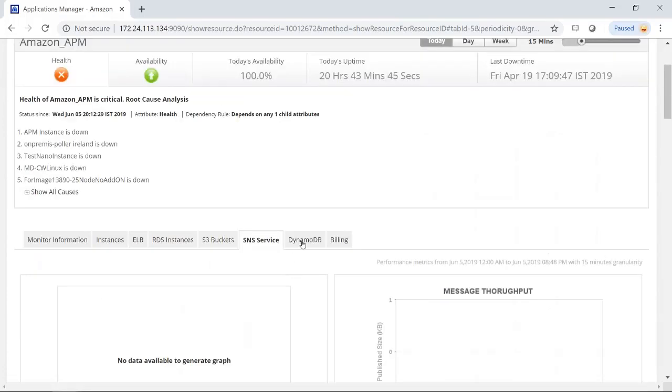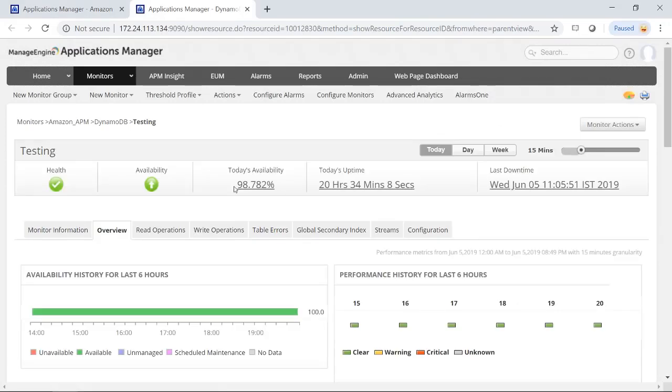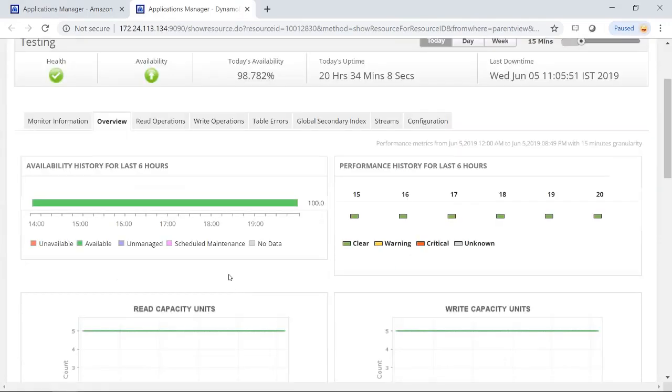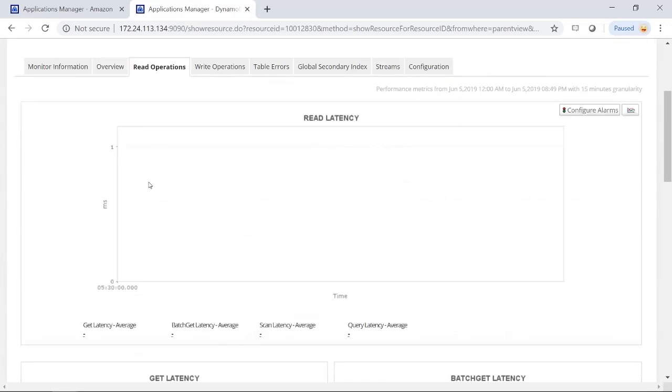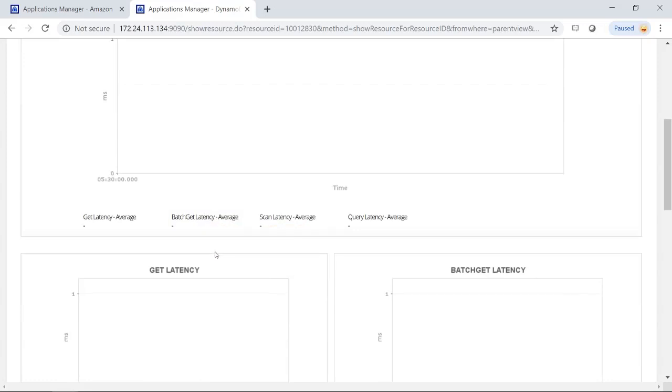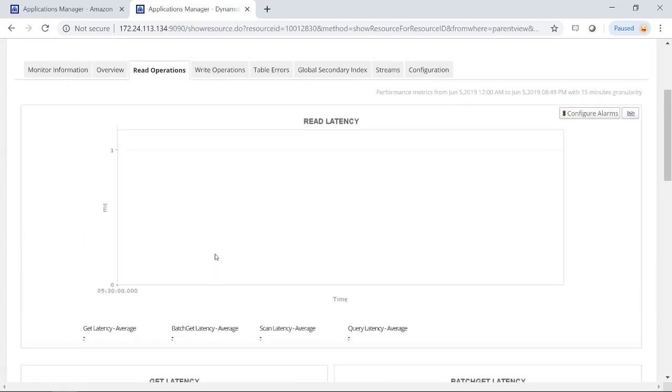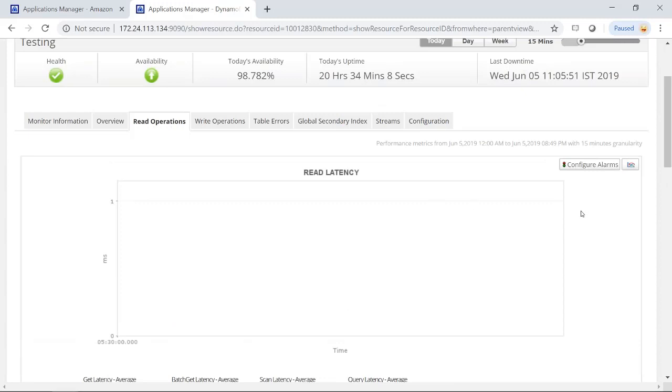Now let us have a quick look at DynamoDB. DynamoDB, as the name suggests, is a database where read-write operations are performed, and we capture all these read-write operations individually, monitoring the latency across get, batch get, scan, as well as query. All this information is split individually across the read as well as the write operations, which helps a user not just track the current utilization, but with the historical reports, any admin or user can identify how the read operation or the write operation performs across various time frames.